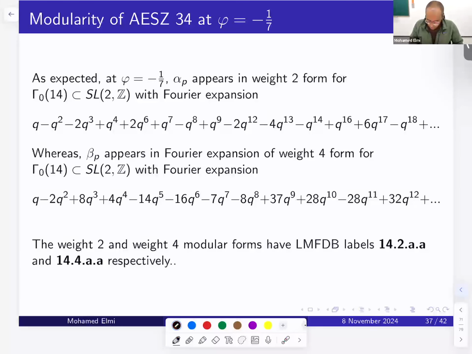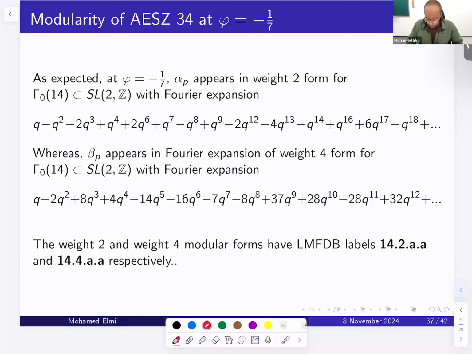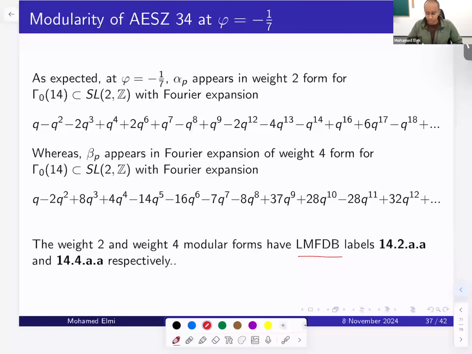And if you don't know this, a very useful resource when studying modular forms is the L-functions and modular forms database. It's a website which has any modular form you can think of, and they've named some of these modular forms. So the weight 2 one has this name. It has level 14, weight 2, and the weight 4 one also has the same level, 14, and this is its LMFDB label. For anyone interested in this kind of work, I strongly recommend LMFDB.